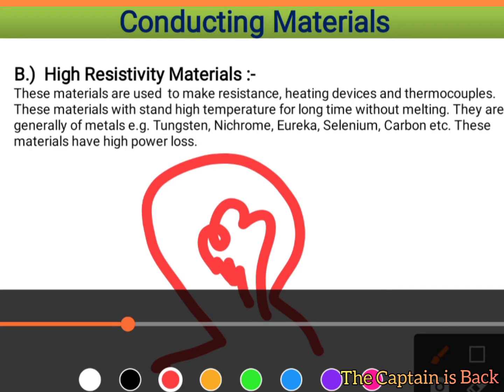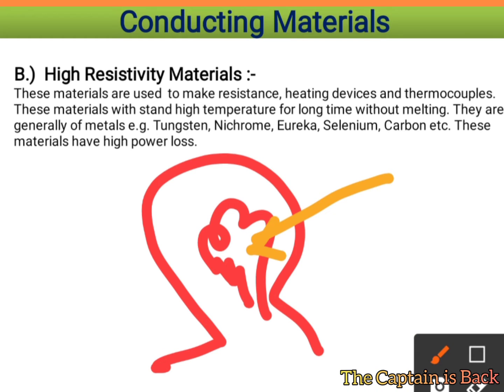Now at high temperature, what can happen? At high temperature, this can melt, but it doesn't happen for a long time. The bulb can remain on for 24 hours, even more, and nothing happens. In a similar way, these high resistivity materials are used, like nichrome in electric iron, geysers, etc. We'll learn more details one by one.